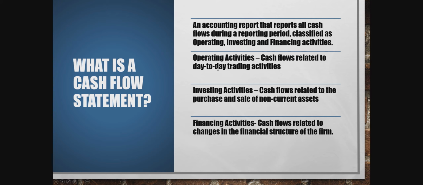So we break it off into 3 categories. We've got operating activities, which records the day-to-day transactions. You've got investing activities, which records all purchases and sales of non-current assets. And you've got financing activities, which relates to money coming in and out, either through the bank or through the owner.